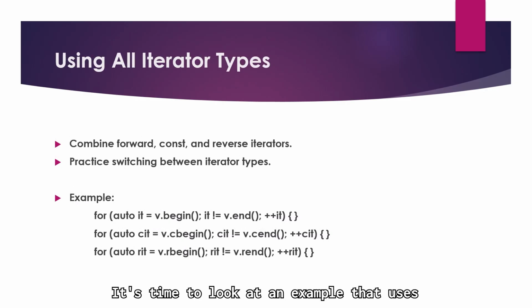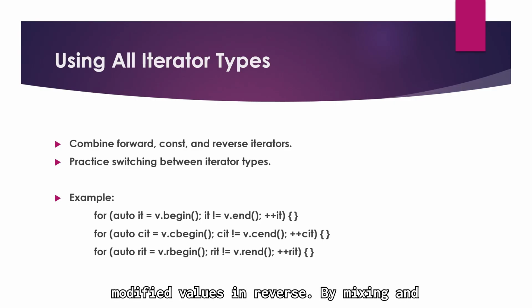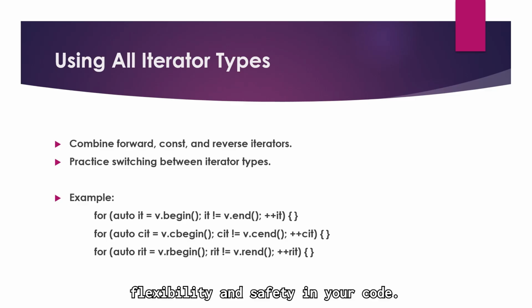It's time to look at an example that uses all 3 major iterator types, the regular, constant, and reverse. In this code snippet, the regular iterator iterates and updates the vector elements. The constant iterator ensures read-only access. The reverse iterator prints the modified values in reverse. By mixing and matching these iterator types based on your requirements, you gain both flexibility and safety in your code.